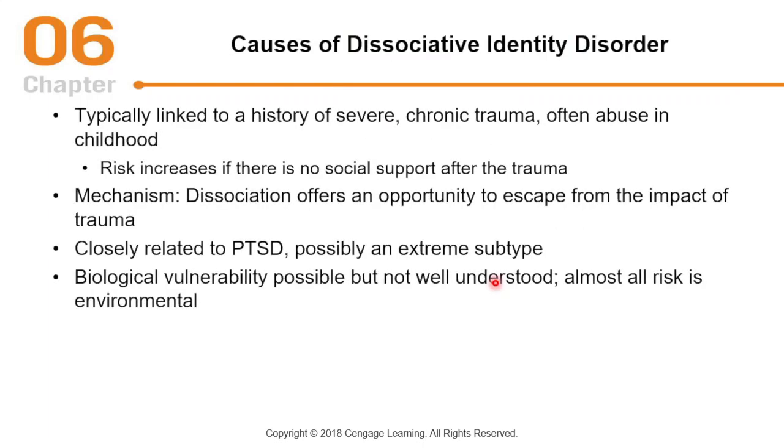So, what are the causes of the disorder? What they have seen so far is that people who are legitimately diagnosed with these disorders have a history of severe and chronic trauma. So often they were exposed to abuse in childhood, different types of abuse. And what they have seen also is that the risk increases if there's no social support after the trauma.